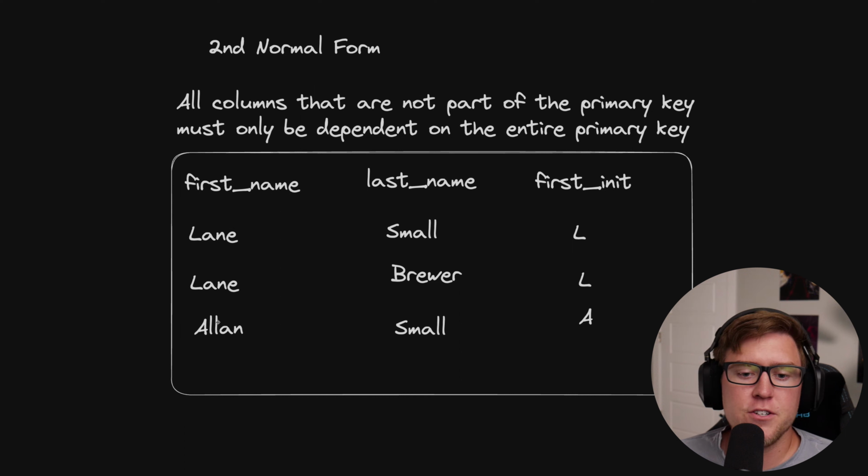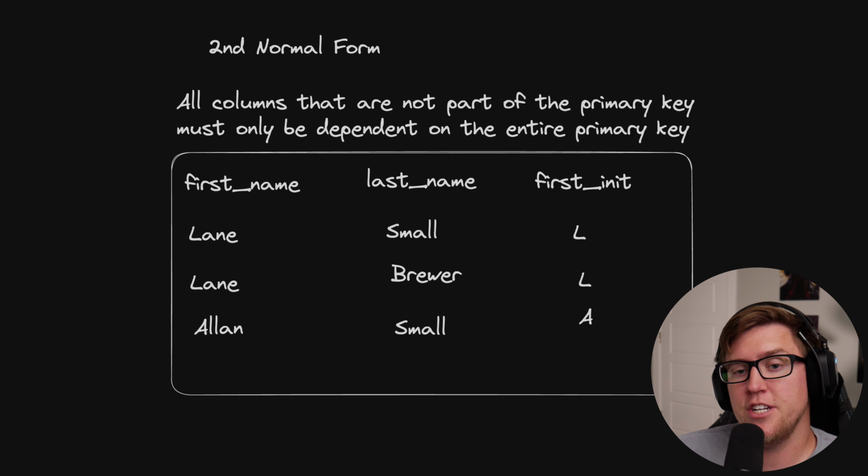So in this case, first name can't be a primary key on its own because there's two Lanes. Last name can't be a primary key on its own because there's two Smalls. And first initial can't be a primary key because there's two L's. But if we combine the first and last name columns together, they are unique together, right? There's only one Lane Small combination, only one Lane Brewer combination, and only one Allen Small. So our primary key is going to be the combination of first and last name columns.